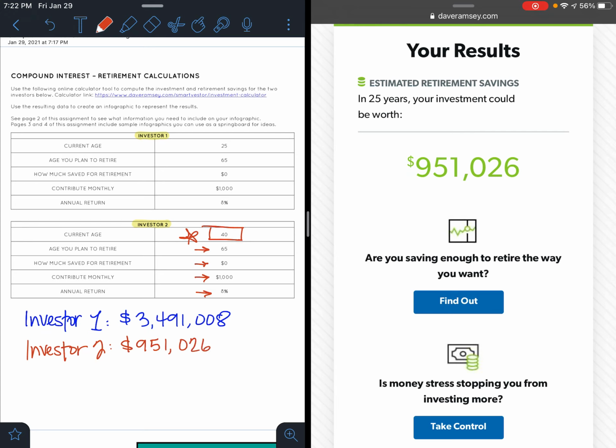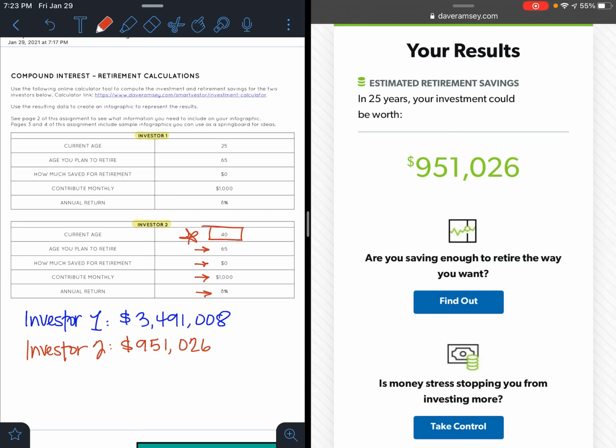$951,026. So starting 15 years later, starting at 40 versus 25, makes a huge difference in the amount of money that I might have based on the calculations, again, that we use with a little bit of speculation using that 8%. But there's a big difference between $950,000 and $3.5 million.